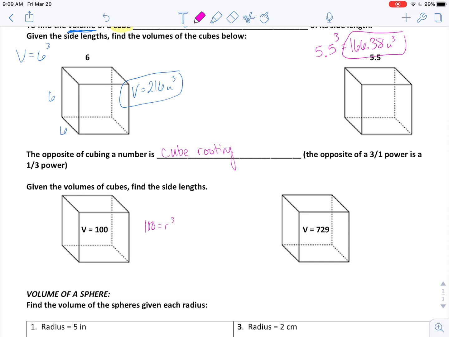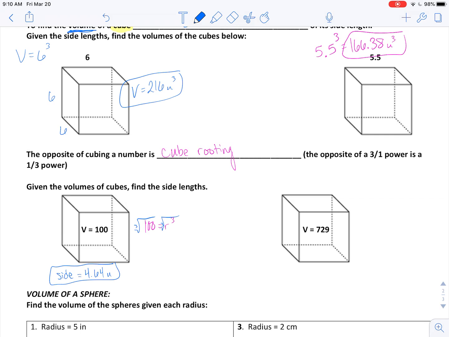So now, given the volume, we've got to find the side length. So we'll take the volume equals r cubed or s cubed or whatever variable you want to use. And we just said that the opposite of cubing a number is cube rooting. So let's take the cube root of 100. And we'll say that side length equals, so each side is going to be equal to approximately 4.64 units.